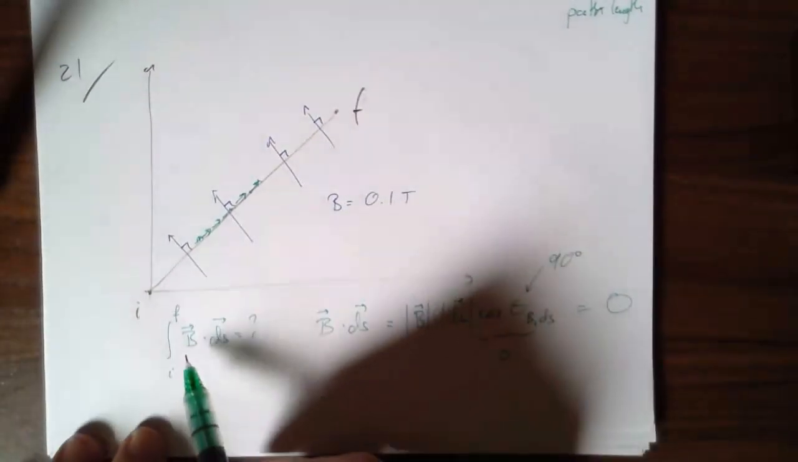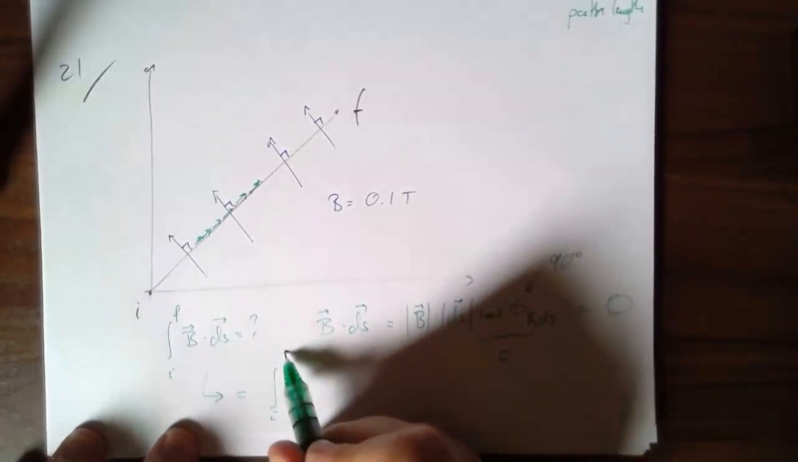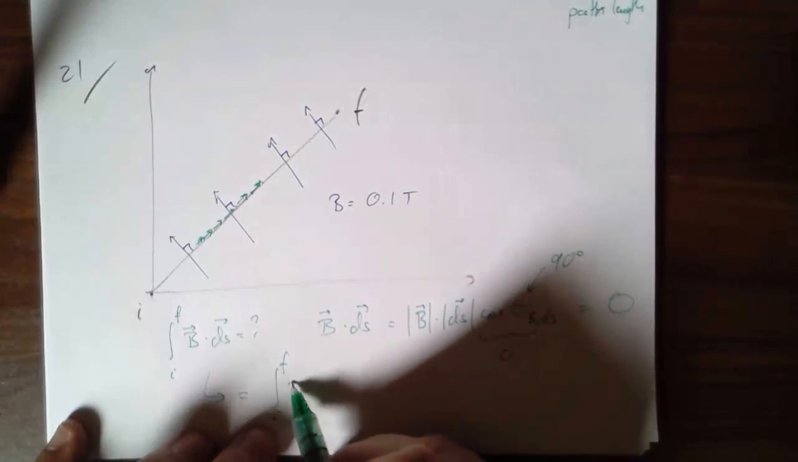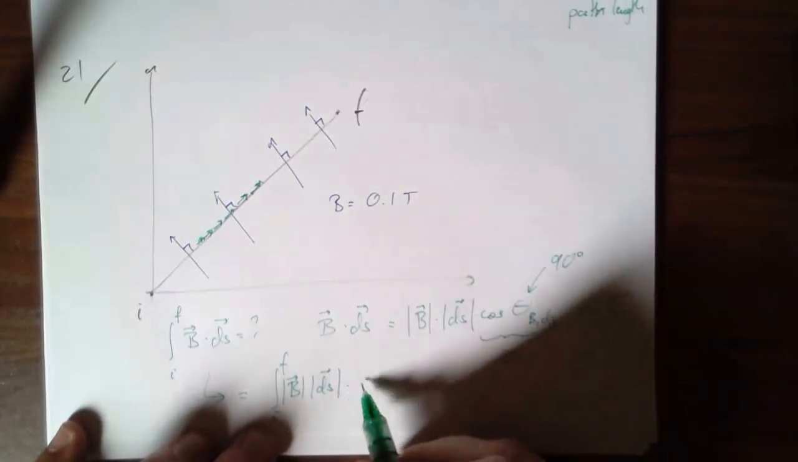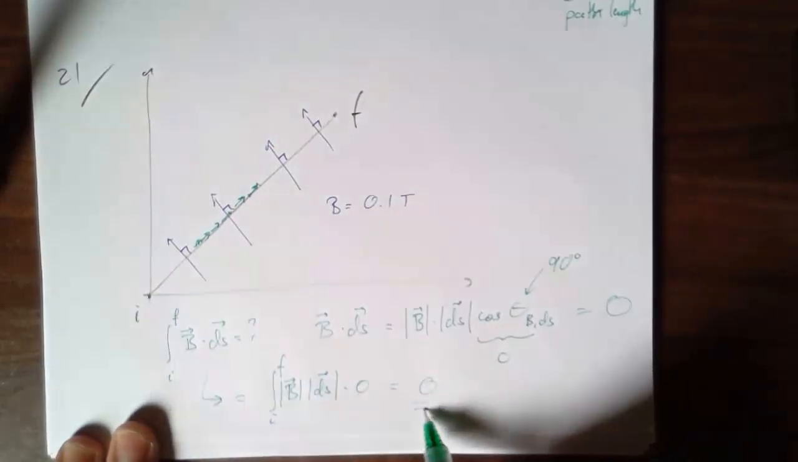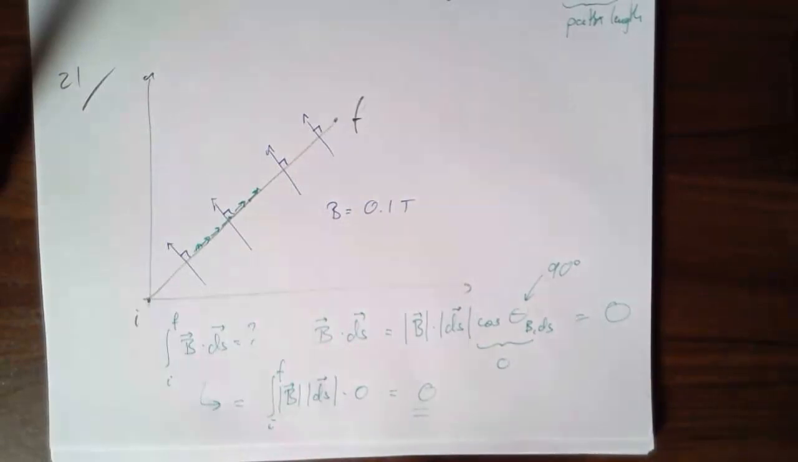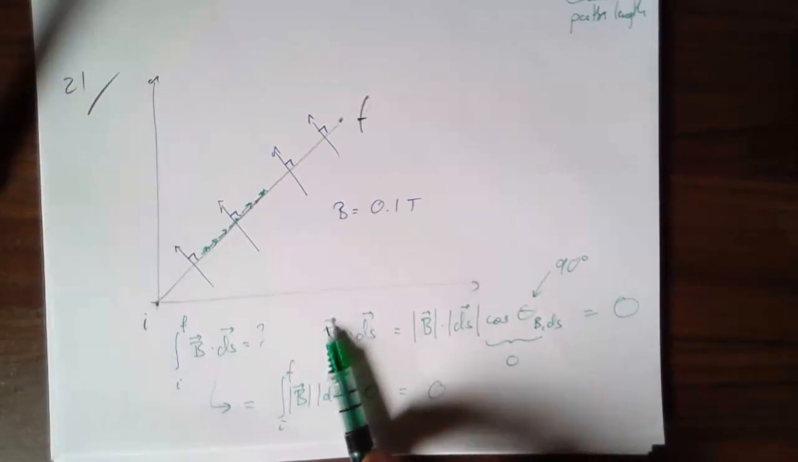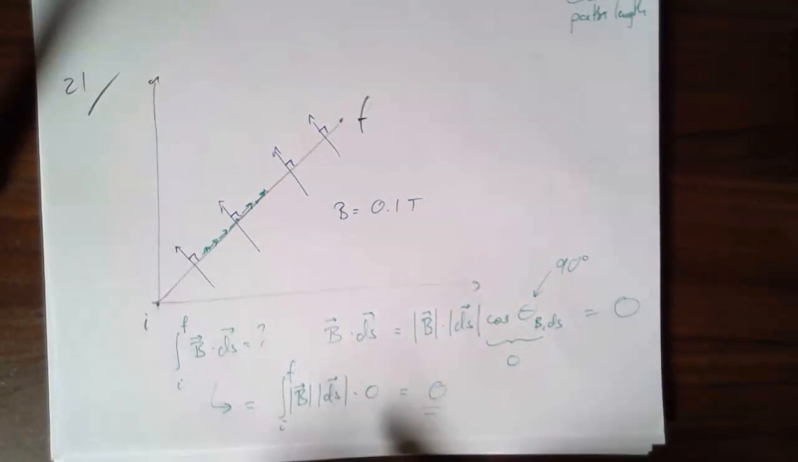So each individual one is 0, so what I'm going to get from I to F is the magnitude of B, times the step size, times 0. Well, that's a bit boring, isn't it? It's just 0. So this line integral here ends up just being 0. There's not much more to evaluate, because the path is always perpendicular to the magnetic field. So each individual little step adds that much to the total sum, the total integral, but you just get a bunch of zeros. They all just add up to 0.